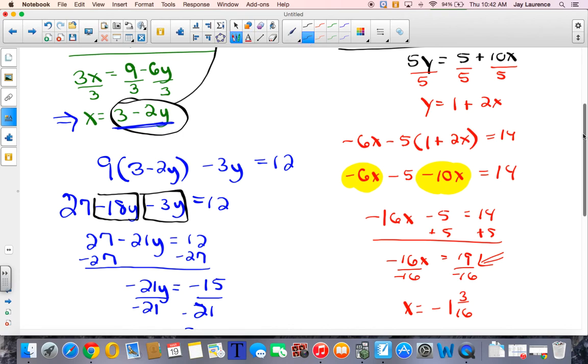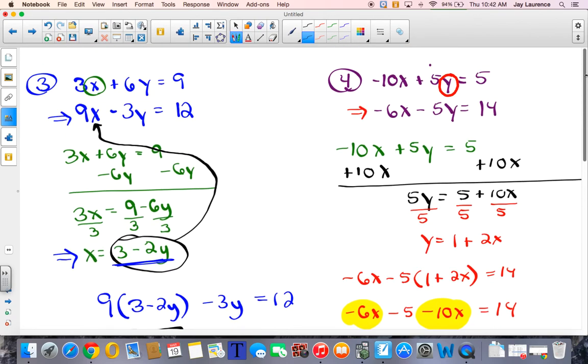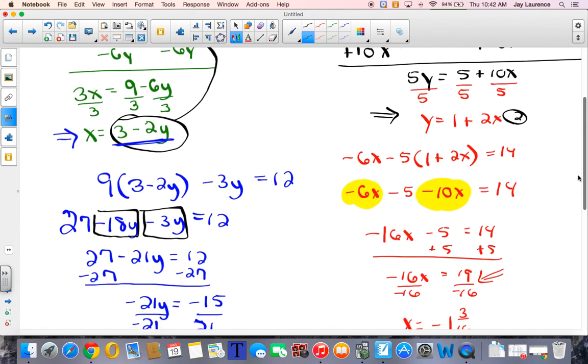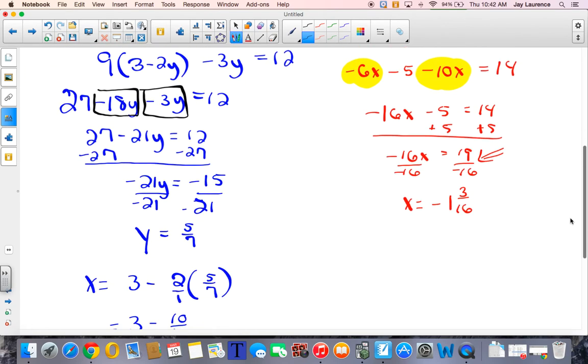I have three choices here. I could substitute it into this equation, or this equation. I'm going to choose this one because y is already alone. So I'm going to have y equals 1 plus 2x. So I'm going to do y equals 1 plus 2 times negative 19/16. And remember I suggested that I'm going to use the improper fraction form of this. Okay? Wonder Woman's going to make an appearance, and she's going to help me cancel that down.